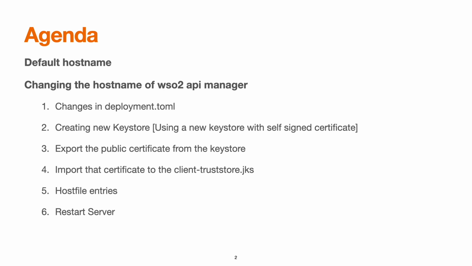Okay, so the first step, we will be making the changes in the deployment.toml file. Then we'll be using a new key store with the self-signed certificate in our new hostname. We'll be exporting the public certificate from the key store. We'll import the certificate to the client trust store of WSO2 API Manager. We'll make the host file entries and we'll start the server. And that's all.